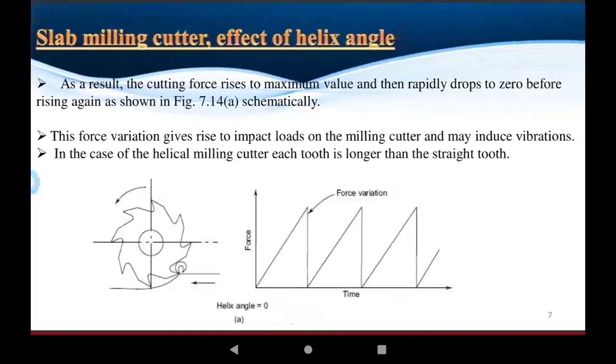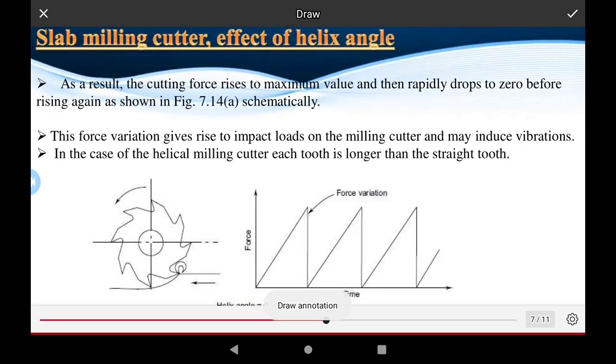Some of the tools are also used as slab milling cutters, and the effect of the helix angle matters. This is the slab milling cutter. As a result, the cutting force rises to a maximum value, and then rapidly drops to zero before rising again symmetrically.